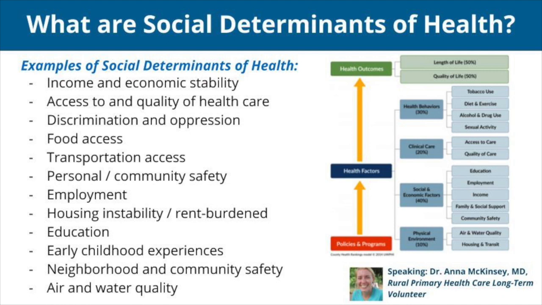And you can see that clinical care, the second blue box down, broken into access to care and quality of care, really only determines about 20% of somebody's well-being and health throughout the course of their life, if we look at the data. And everything else, health behaviors, social and economic factors, and physical environment, which are so tied to social determinants of health, make up the remaining 80%.